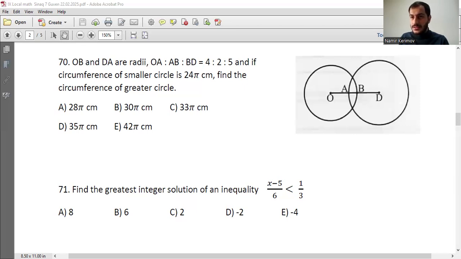So AD is the radius of this greater circle, which should be 4 plus 10. It's 14. So the radius of the greater circle is 14. So to find the circumference of the greater circle, again, we use the same formula, 2 pi and radius. That will be 28 pi, which is A.